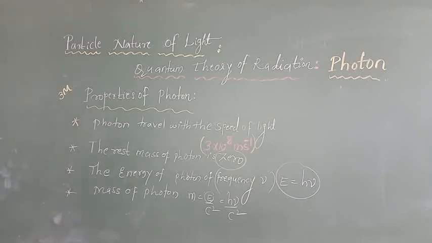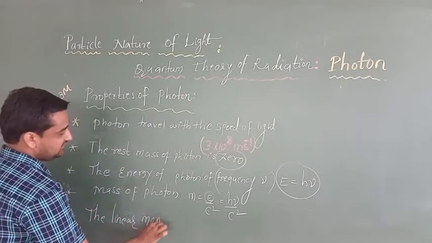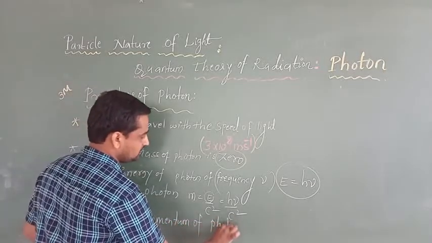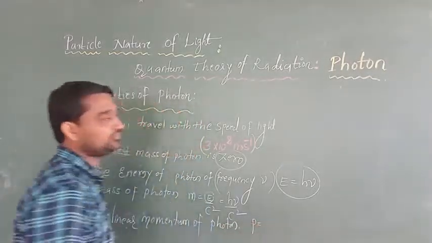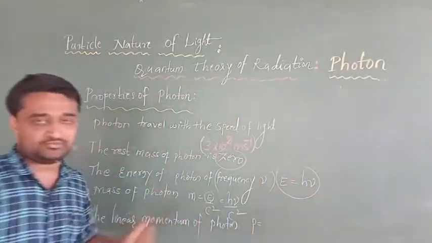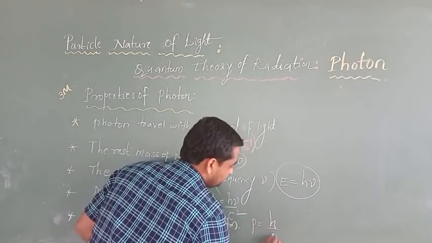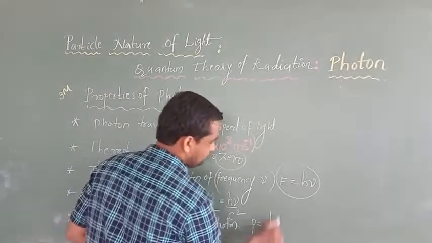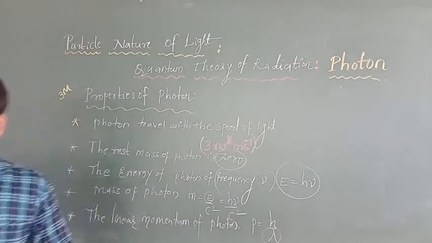Now, the value of linear momentum of photon. The linear momentum of photon is given by P is equal to, from the de Broglie hypothesis, we are going to explain in detail about this. So here P is equal to h upon lambda, where lambda is the wavelength of radiation. Then its linear momentum is P is equal to h divided by lambda.